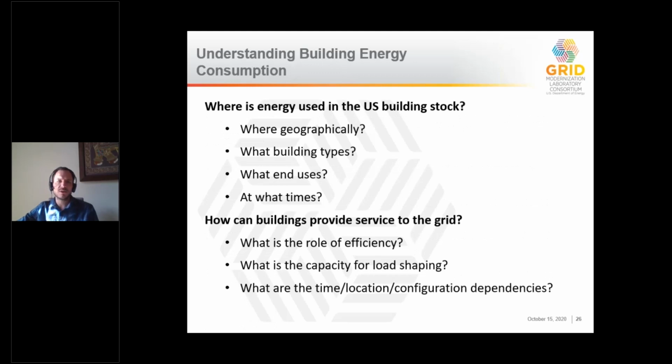So as I touched on previously, understanding building energy consumption is the foundation to any estimation or utilization of building demand flexibility. So first, we need to understand where energy is used across the US building stock, where geographically, in what building types, what end uses, and at what times. Next, we need to understand how those buildings can provide service to the grid. What is the role of efficiency in providing that service? What is the capacity for load shaping? And what are the time, location, and configuration dependencies? Once we can answer these questions, we will have the necessary foundation for demand flexibility estimations and dispatch strategies.